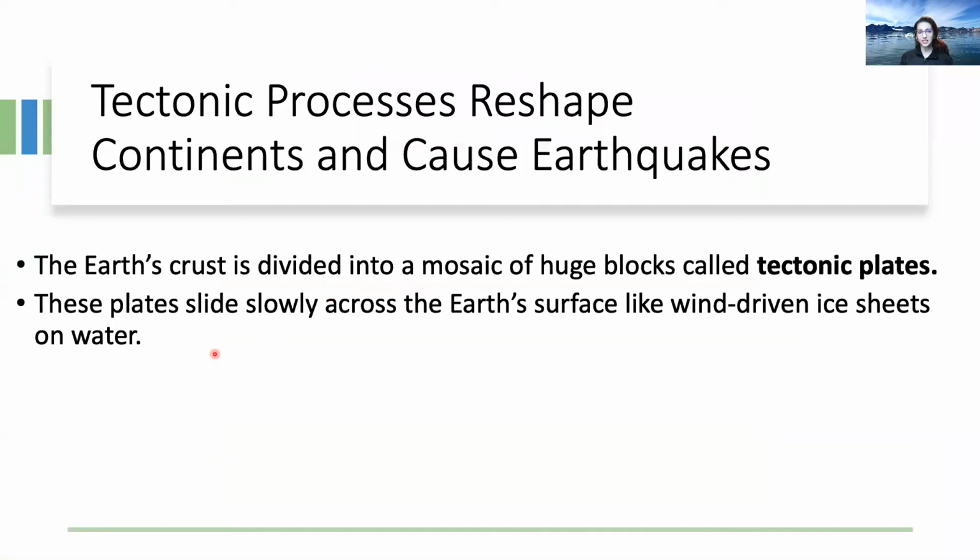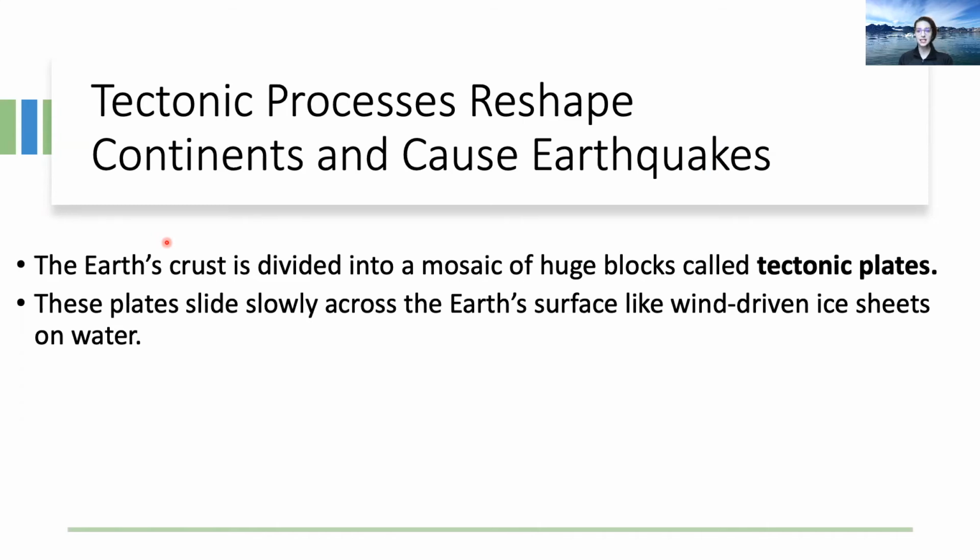Tectonic processes reshape our continents and have been for billions of years. And also during that reshaping can cause earthquakes and other natural disasters. So the Earth's crust, that topmost lightweight layer that we're floating around on, is divided into a mosaic of huge blocks that we call tectonic plates. And these plates slide slowly across the Earth's surface like wind-driven ice flows on water.